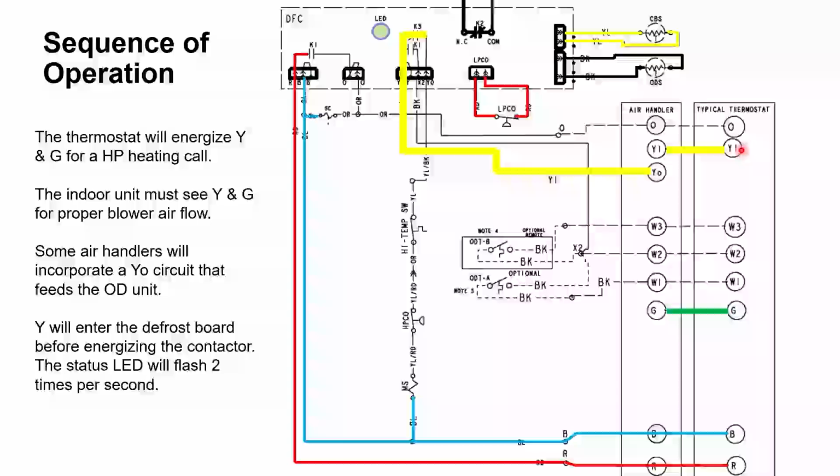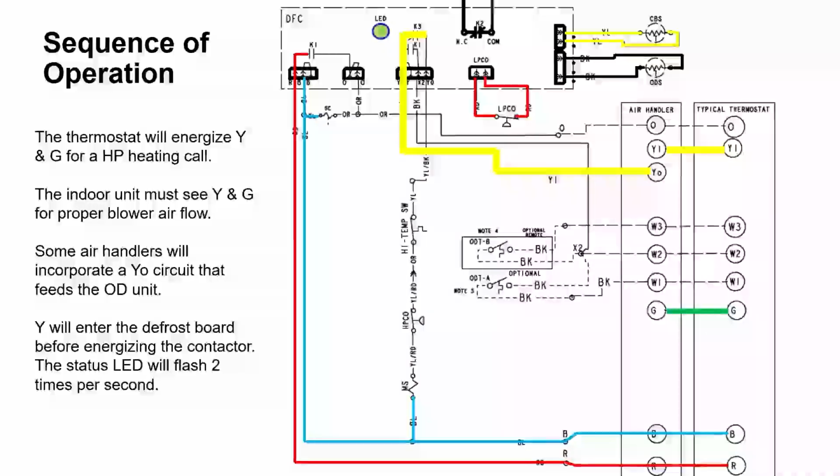So we come from our thermostat Y1 to Y1 on the air handler. Now, some air handlers have a Y out, and we will run from the Y out to the Y of the control board. If we don't have a Y out on the air handler, that's fine. We're just going to wire from Y1 on the stat to Y1 on the air handler to Y on the outdoor unit. Then we run up into the board, and we will talk about these relays in just a few minutes, because those K1, K3, and K2 relays are all for defrost.